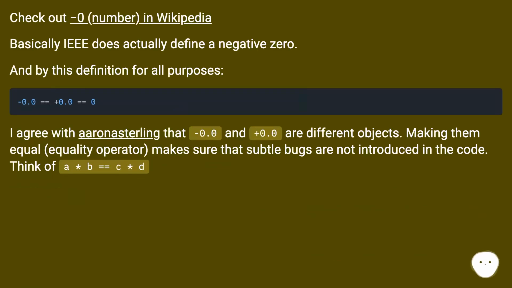Check out -0 number in Wikipedia. Basically, IEEE does actually define a -0, and by this definition, for all purposes... I agree with Aaron Asterling that -0.0 and +0.0 are different objects. Making them equal with the equality operator makes sure that subtle bugs are not introduced in the code. Think of A*B = C*D.